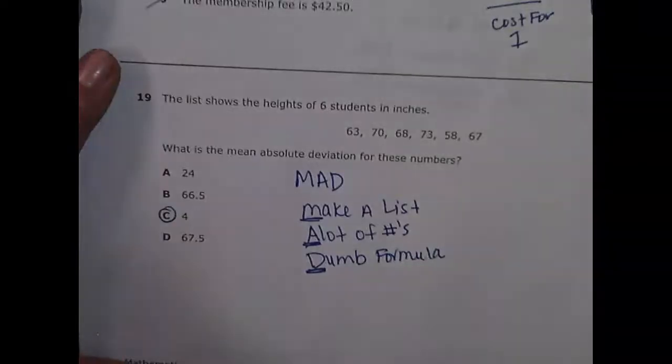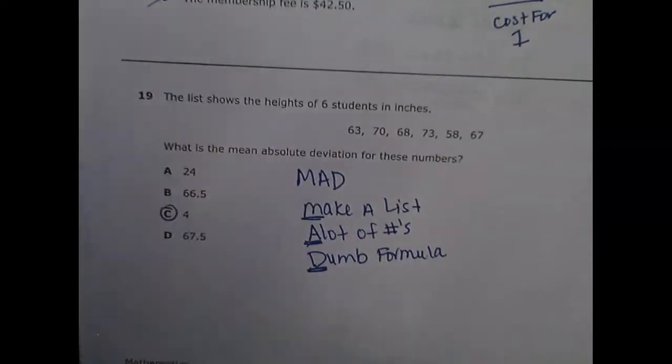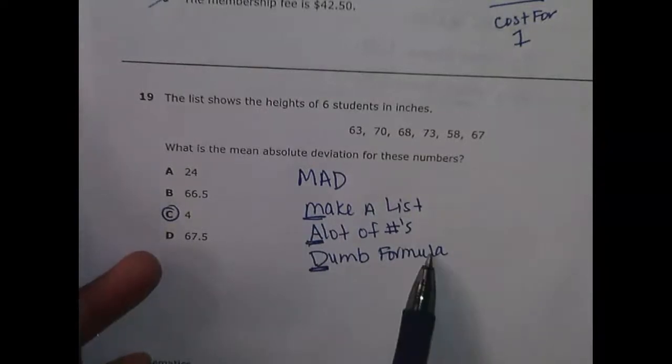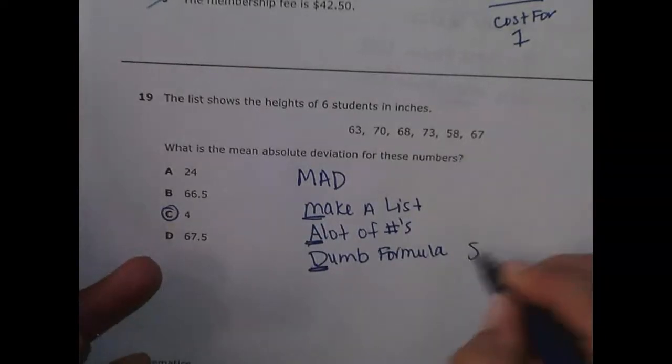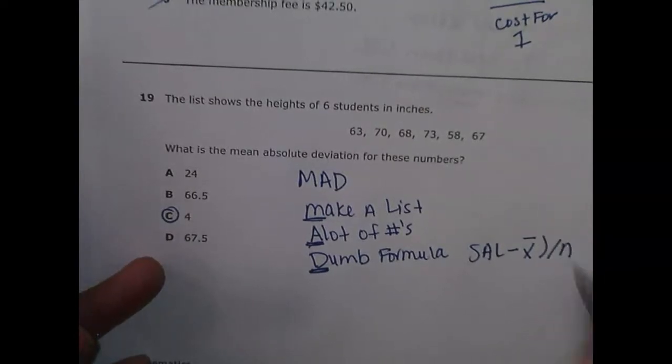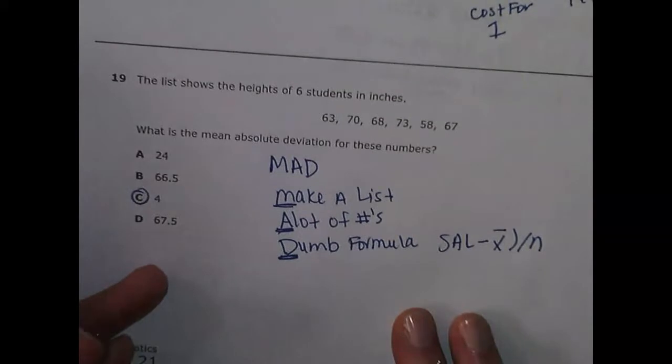Next. Alrighty, question 19. MAD, which was like a long time ago. And I know, not one of us remember. I was worried I didn't remember either. So I took the time and I wrote MAD out. Make a list, a lot of numbers, dumb formula. It's that Sal minus your X mean teacher, close the door, divide by the number of Dr. Pepper she drank. Yeah, I remember.